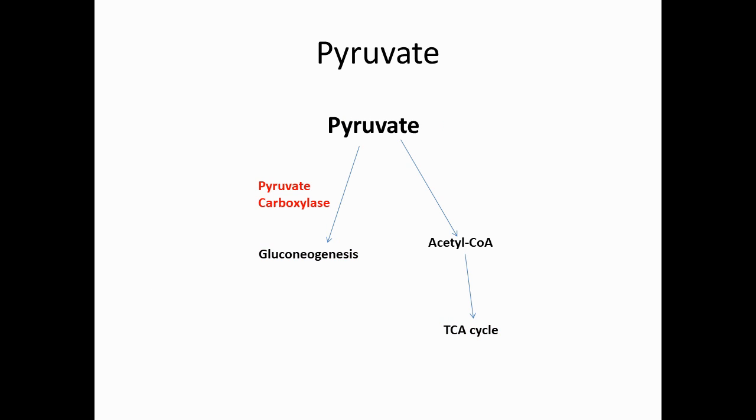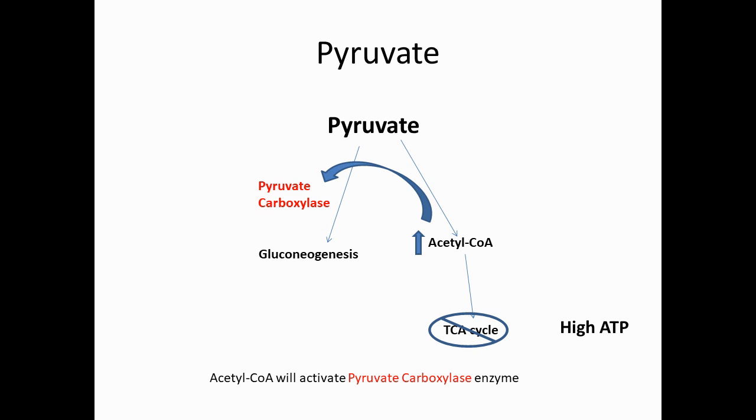So if there is a high level of ATP, it will block certain mediators in the TCA cycle, and because of that the acetyl coenzyme A level gets built up, and a high level of acetyl coenzyme A will induce the pyruvate carboxylase enzyme, and it will drive the process of gluconeogenesis. So you have to keep in mind that acetyl coenzyme A will activate the pyruvate carboxylase enzyme, and it will drive the gluconeogenesis.